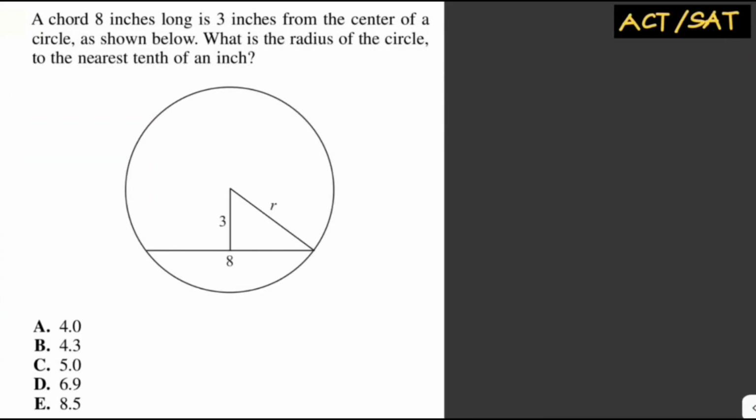Let's solve some problems here. A chord 8 inches long is 3 inches from the center of a circle as shown below. What is the radius of the circle to the nearest tenth of an inch?